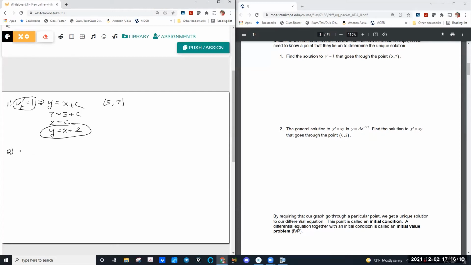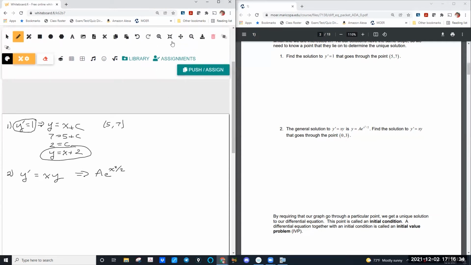Now in number 2, we've got a differential equation of y prime equals x times y. And we're told that the solution is a e to the x squared over 2. This is a perfect opportunity for us to see how to verify the solution of a differential equation. Let me clean something up here.